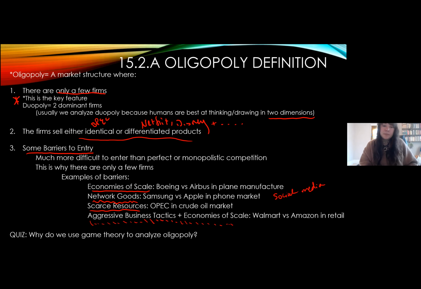So I wanted to pause and think for a second. Why do you think we use game theory to analyze oligopoly? Why are we going to not do any graphs this module? Why are we going to use a whole new way of thinking about firm behavior? So just pause and take this quiz before I explain to you why. Why do we use game theory to analyze oligopoly?